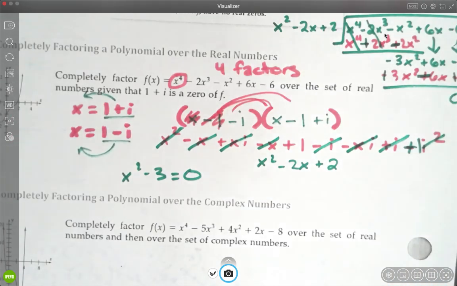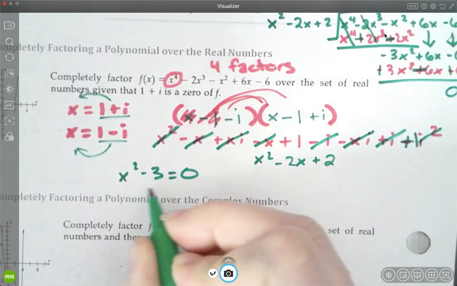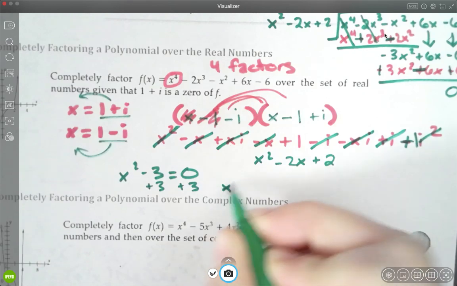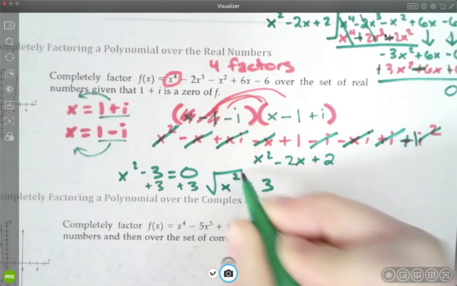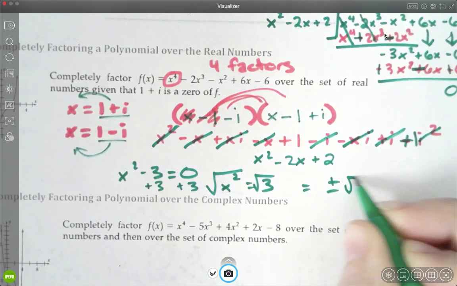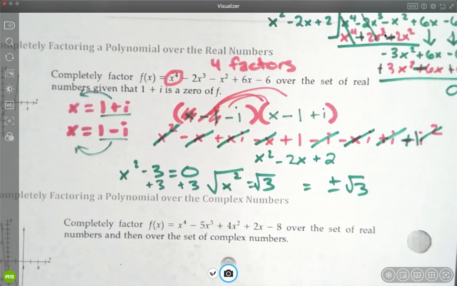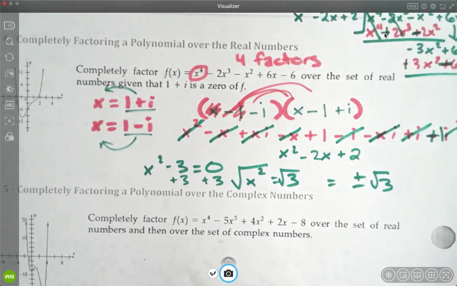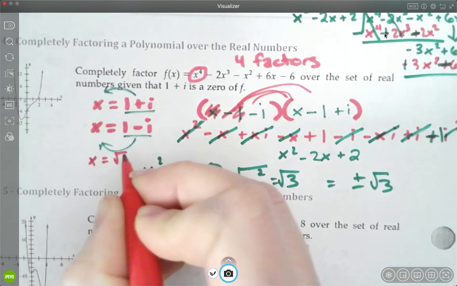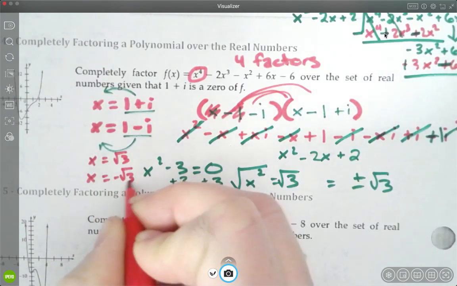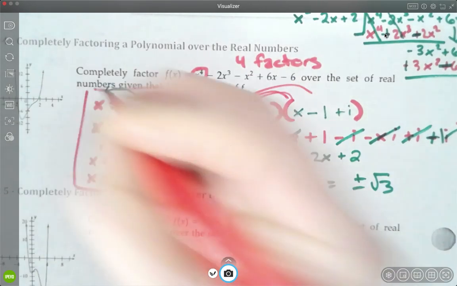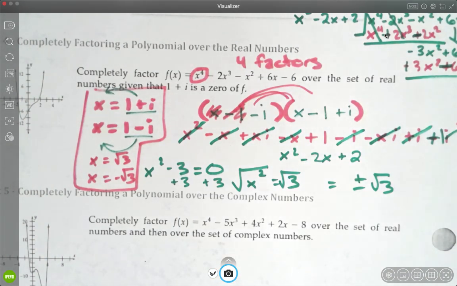And if I set that equal to 0, I add the 3 to the other side. So x squared equals 3. Taking the square root, we get plus minus square root of 3. So my 4 zeros are these two, and in addition to that, x equals the square root of 3 and x equals negative square root of 3. And those are my 4 answers. That's not too bad. Even though I had to do long division, we know it's going to come out nicely. And that one came out really nicely.